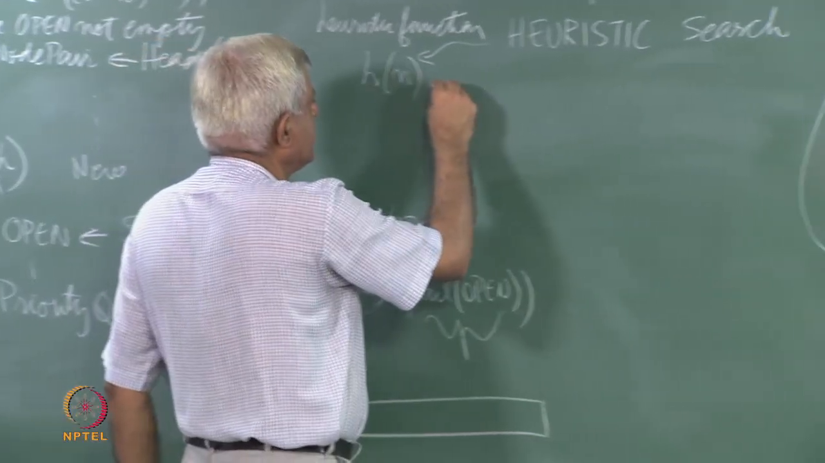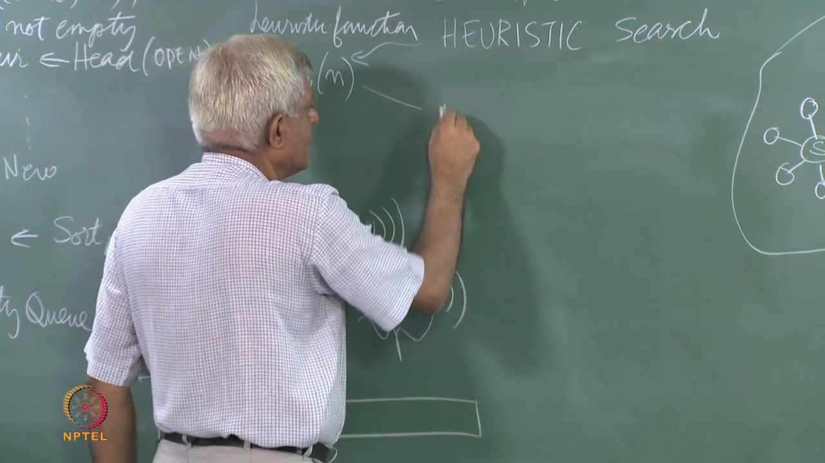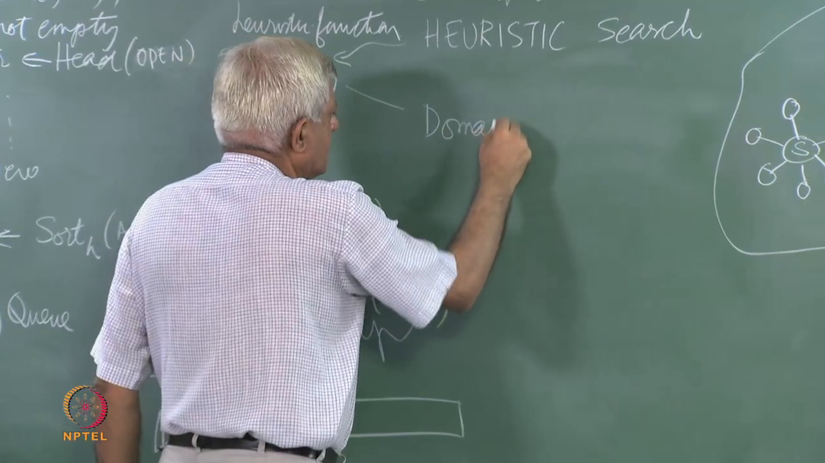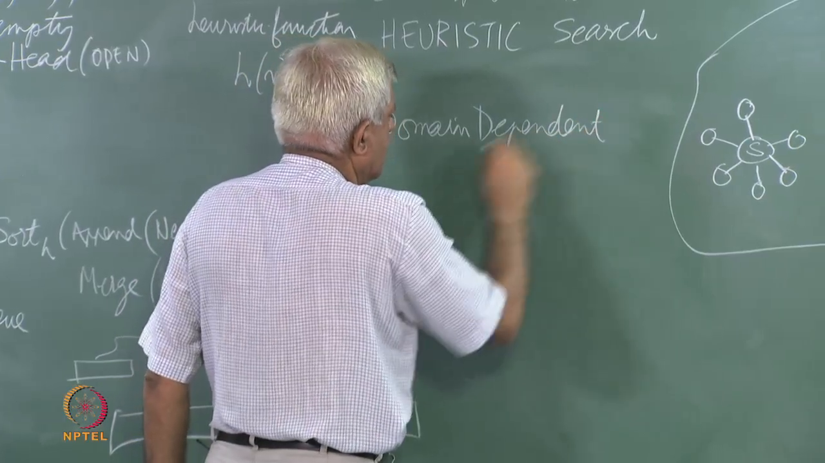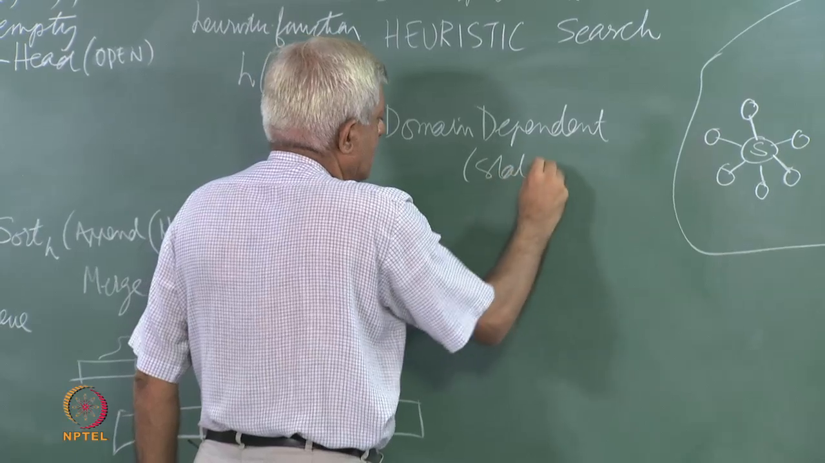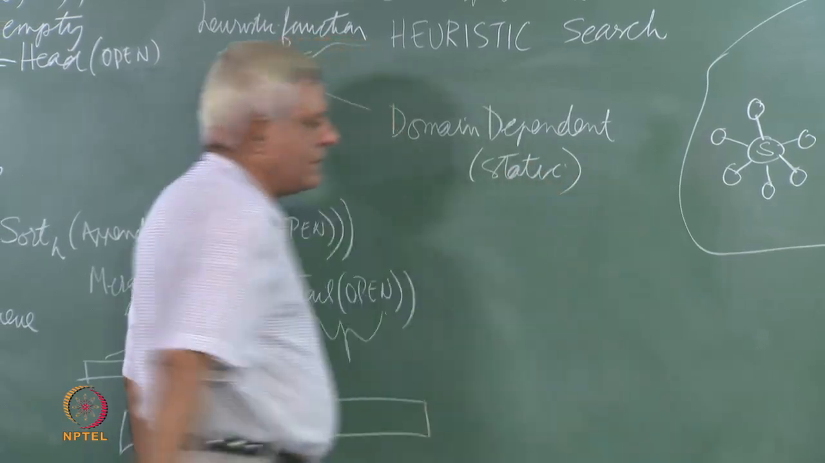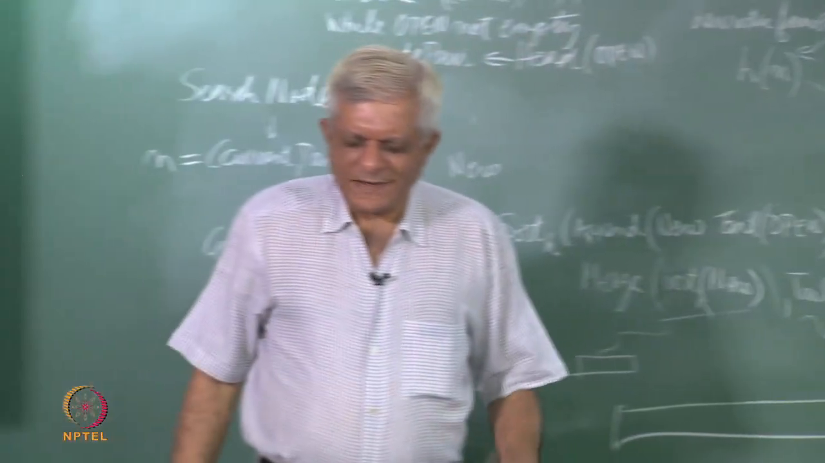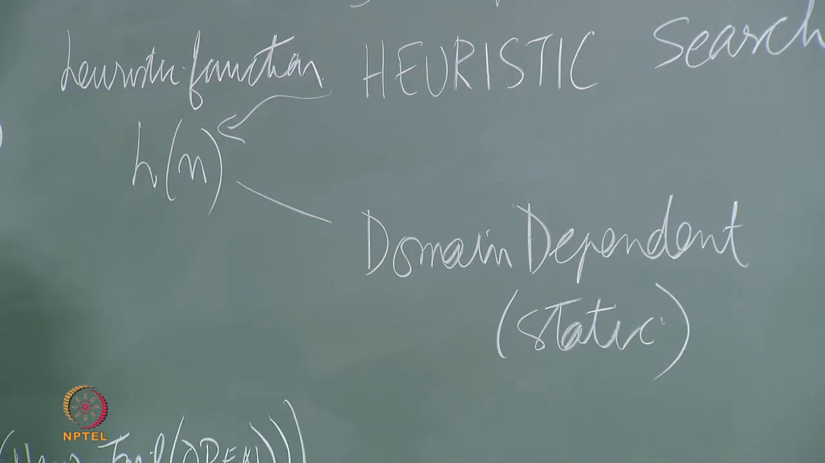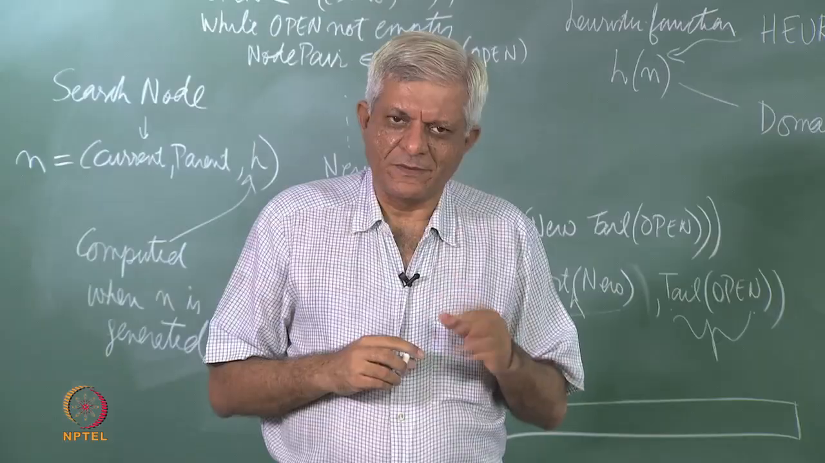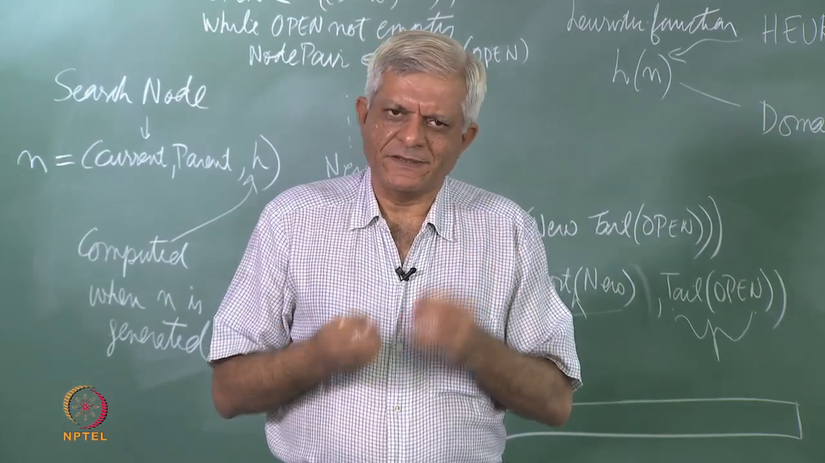There are two approaches to this. One is domain dependent or static. By static we mean that it only looks at this current node and maybe it looks at the goal node in some manner, obviously it will have to do that, and gives us a value back essentially.